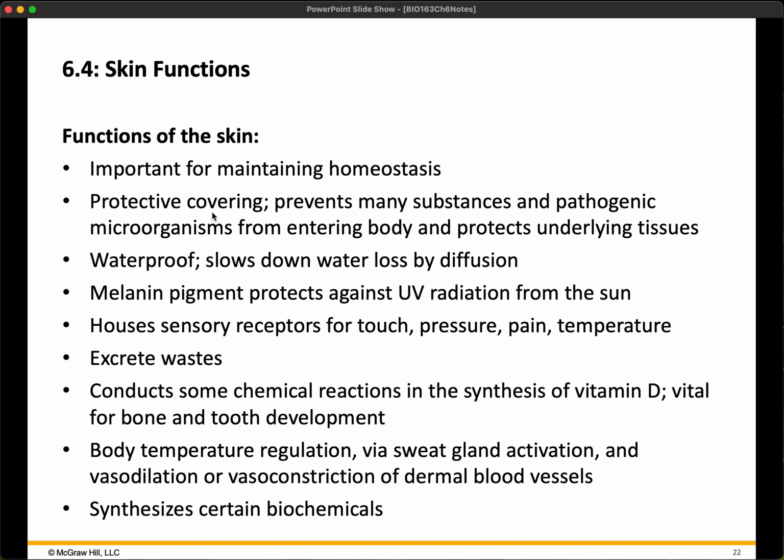The skin acts as a protective covering, preventing substances from both going in and out, and protecting the underlying tissue. It acts as a waterproof barrier, so it helps to slow down water loss by diffusion. It still happens, right? We still lose a little bit of water, especially as you sweat. If you're outside, if you're exposed to heat, fire, things like that, water will naturally leach from your skin through that diffusion process, but the skin definitely slows it down.